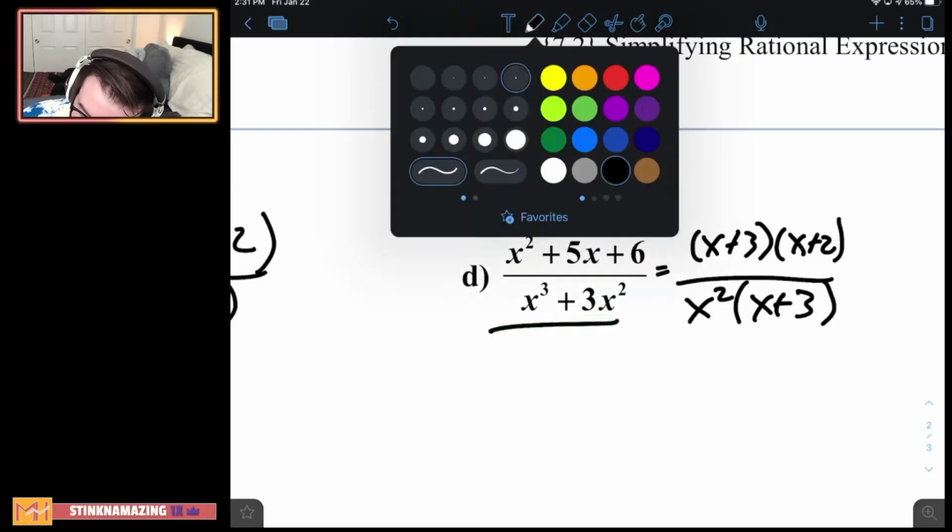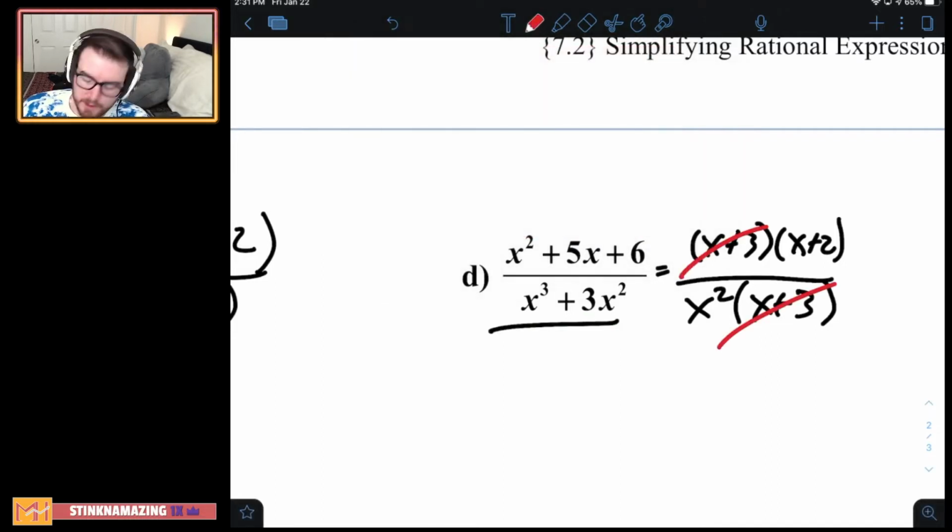All right, so what do they have in common? The x plus 3. And we're left with x plus 2 over x squared.